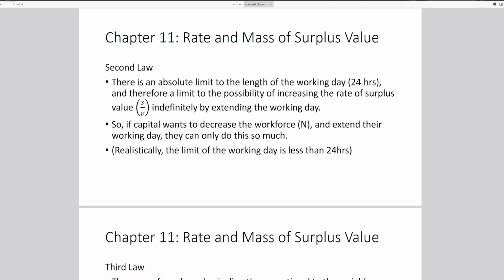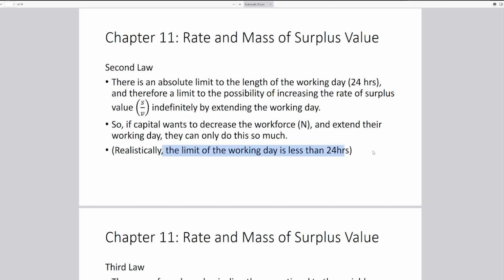I'll just get down the second law here. So he says there's a limit to the length of the working day, 24 hours long, and therefore a limit is in place on the possibility of increasing the rate of surplus value indefinitely by extending the working day. So if your only means of increasing little s here is extending the working day, then you're going to run into an issue: you can't have your workers working 24/7. Or at least an individual worker cannot work 24/7. So if they want to decrease their workforce N and compensate by extending the working day, they can only do this to a certain extent.